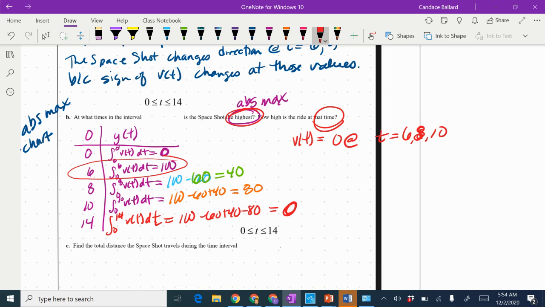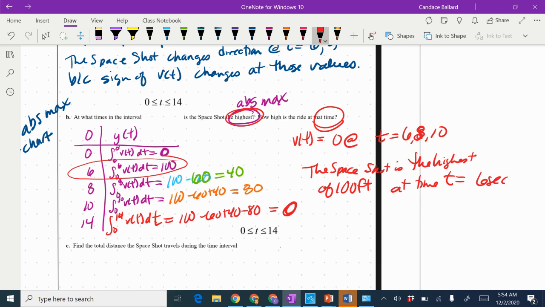Then we would want to conclude with the space shot is the highest of 100 feet at time t equals 6 seconds.